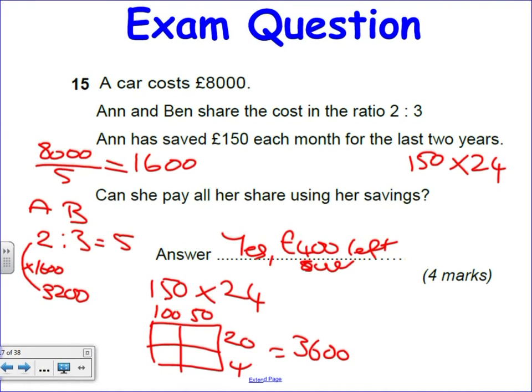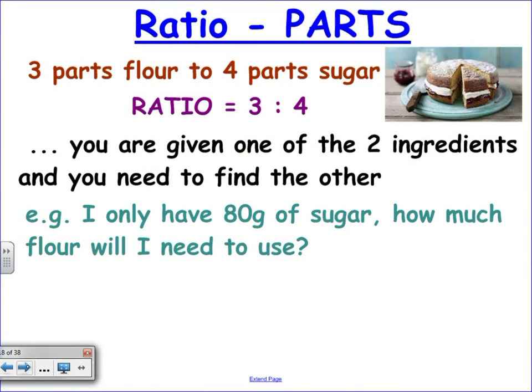So that's what we're going to talk about now. We've talked about totals. In the last 2 or 3 questions we've done, we've talked about dividing up the totals, like all the car money. What we're going to concentrate on now is dividing up the parts.